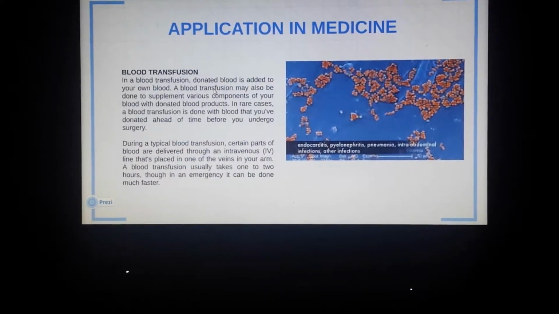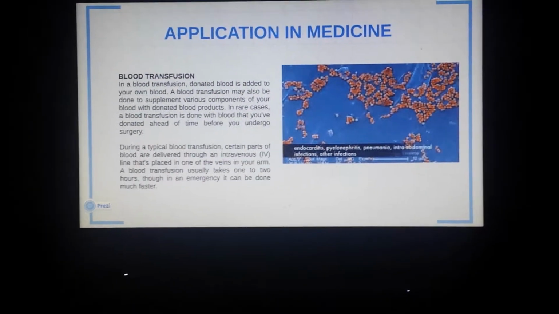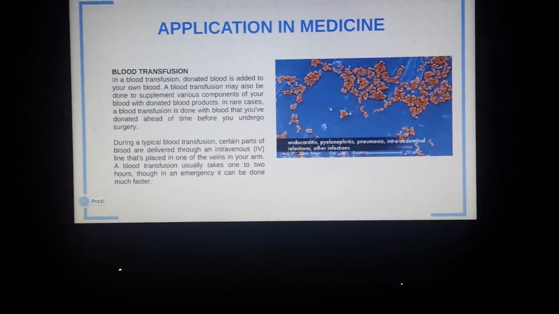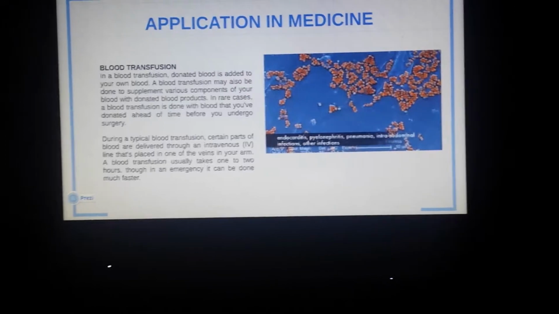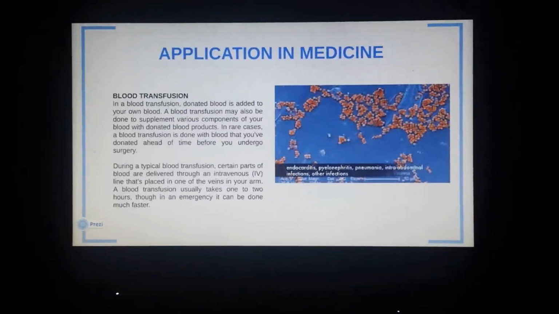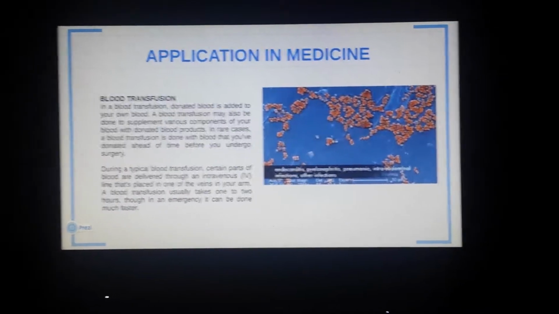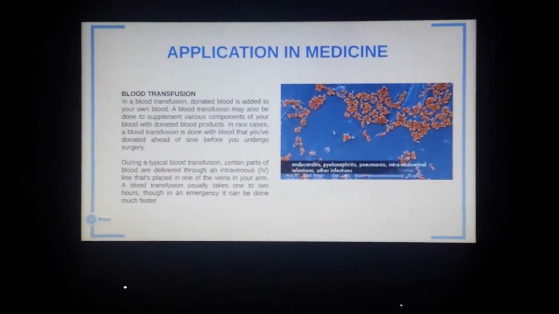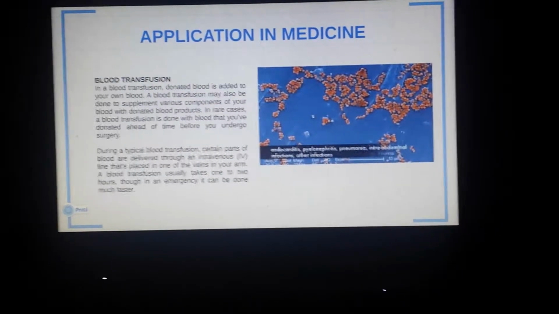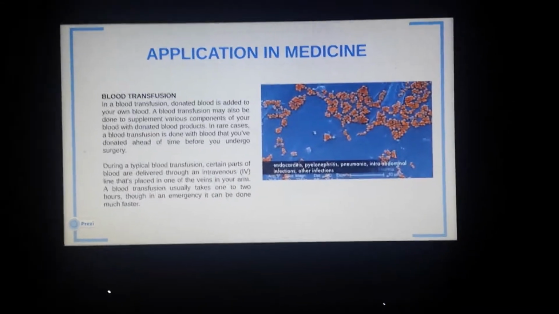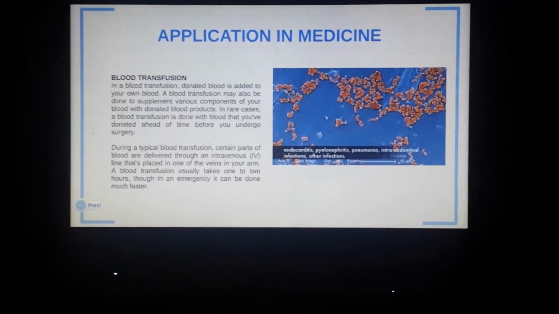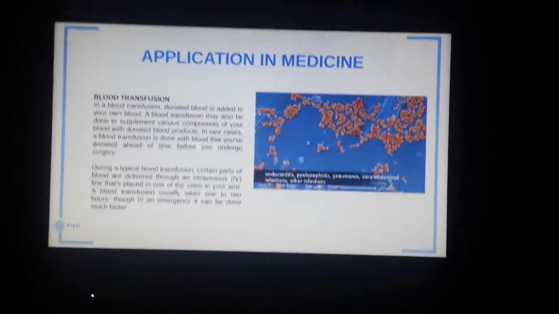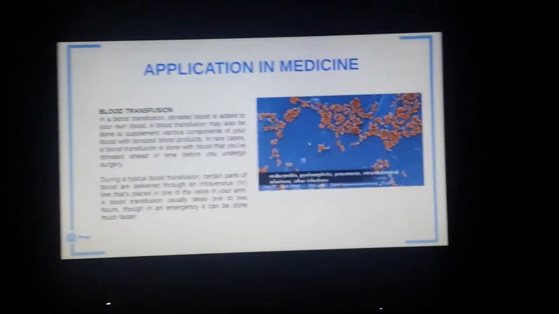Application in medicine. Blood transfusion. In a blood transfusion, donated blood is added to your own blood. A blood transfusion may also be done to supplement various components of your blood with donated blood products. In rare cases, a blood transfusion is done with blood that you donate ahead of time before you undergo surgery.